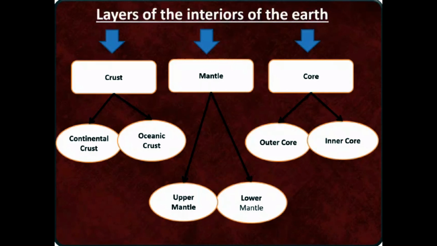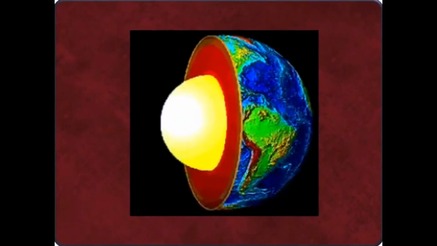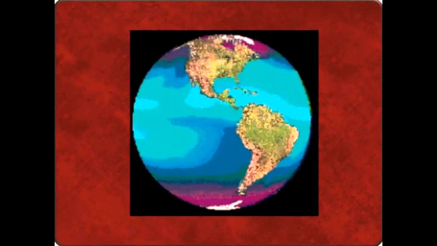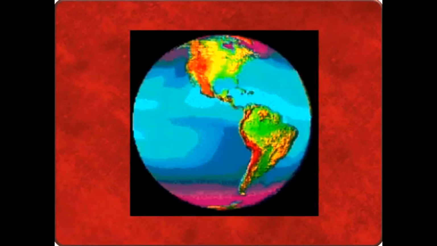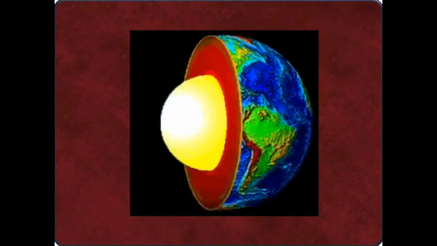So in this way, the different layers of the interior of the earth are formed. Let us learn all the layers in detail. Students, observe the picture carefully. This is the crust, which is the thinnest, outermost layer of the earth that extends from the surface to about 32 kilometers below.